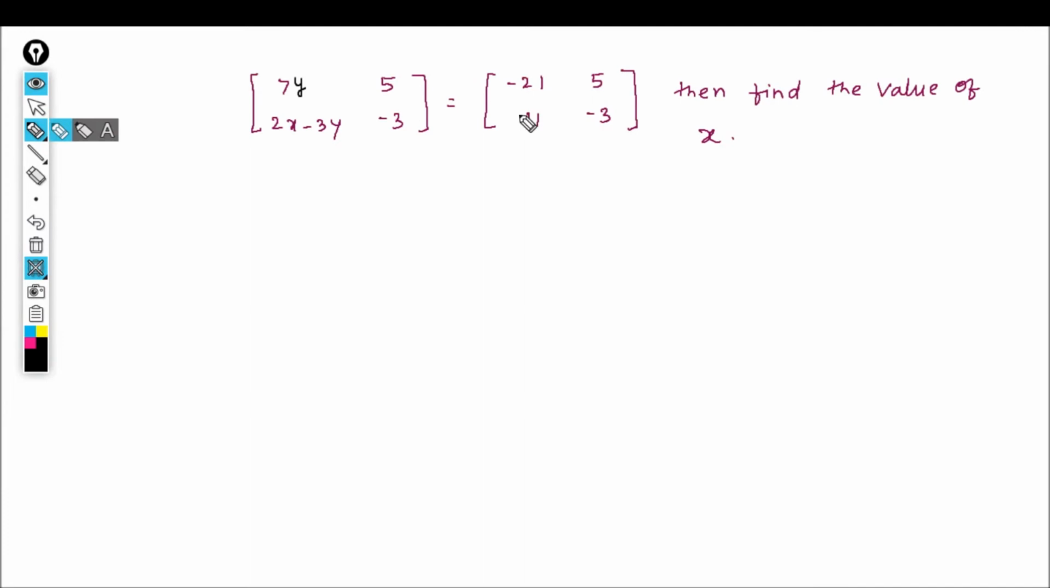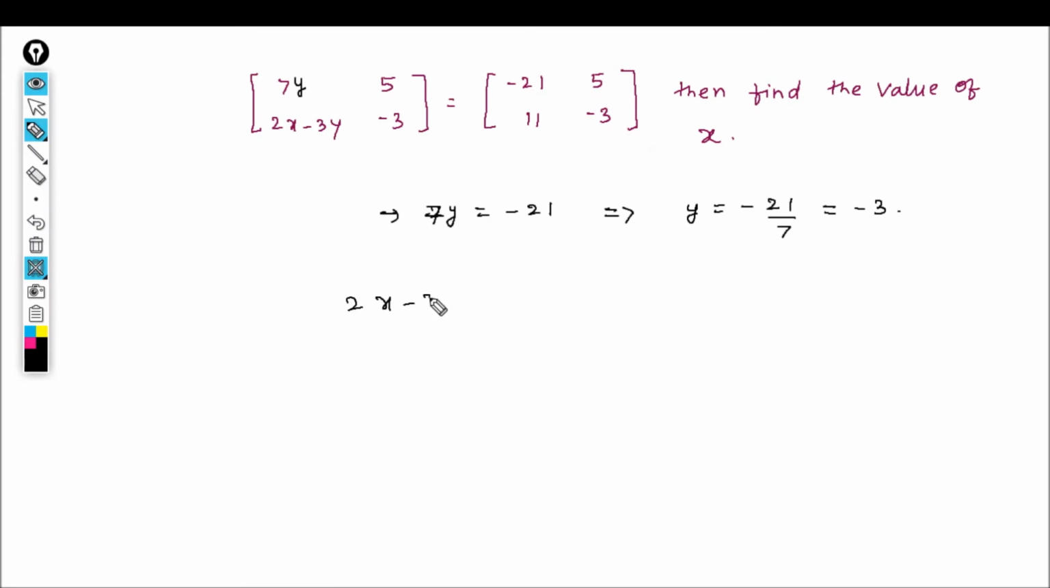So let us solve this question बच्चों. मैट्रिक्स इक्वेशन दिया है, यहाँ पर x की वैल्यू हमको निकालना है. तो इक्वेटिंग करस्पॉन्डिंग एलिमेंट्स, so 2y is equal to minus 20. This implies y is equal to minus 21 upon 7. This is minus 3. Okay.